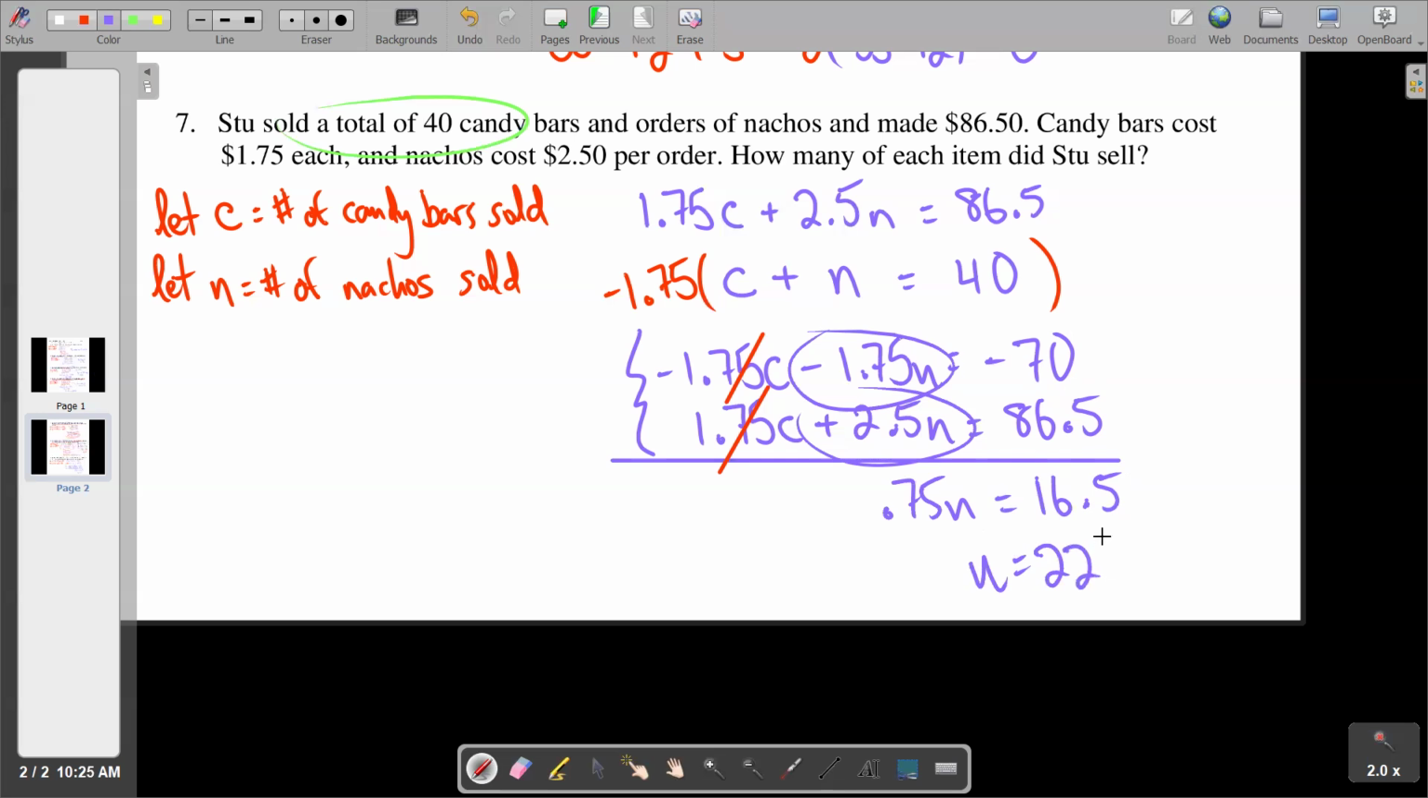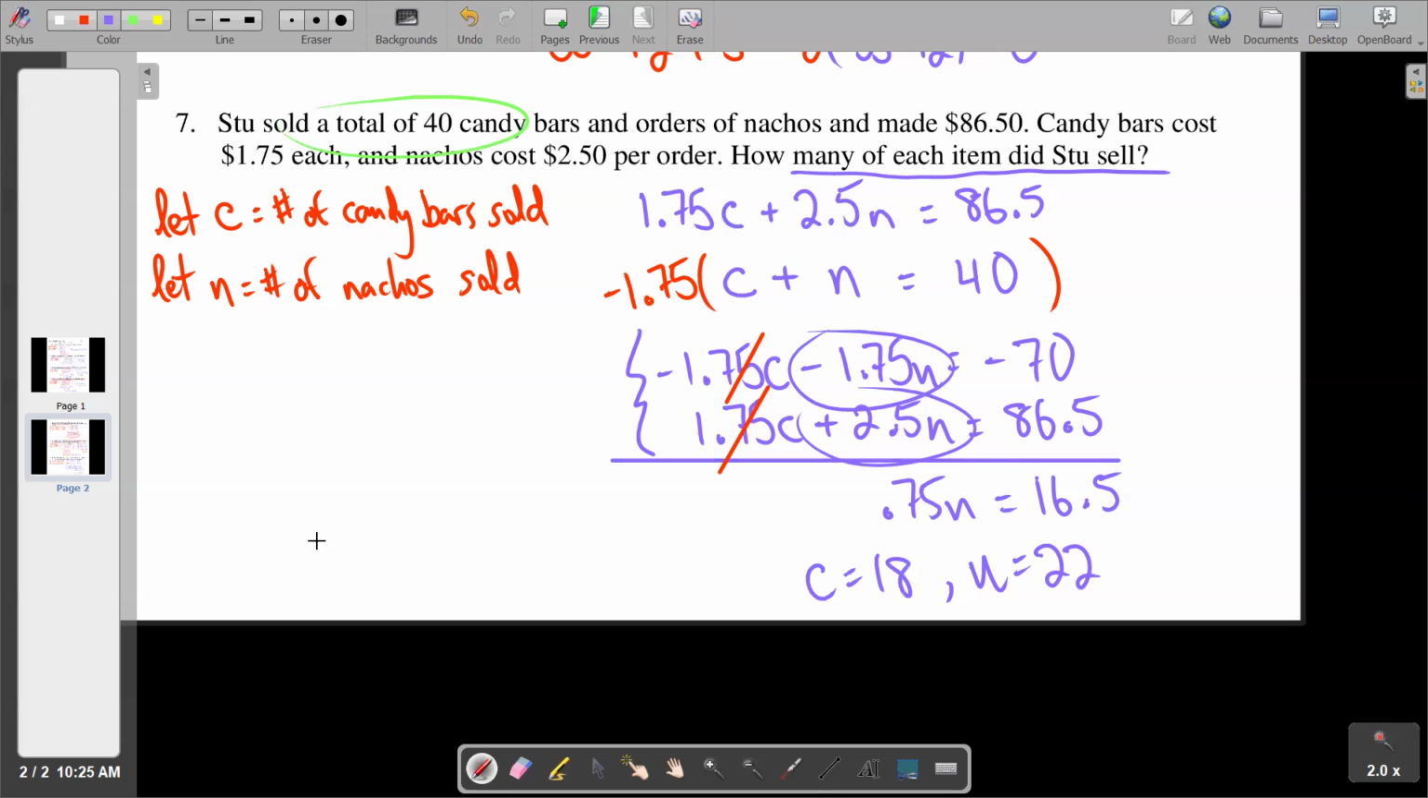In the context of this problem, what does that number represent? 22 nachos. Stu sold 22 orders of nachos. Correct. And then I would look at the problem, and if it happens to say how many orders of nachos did Stu sell, then I'd be done. But it doesn't. It says how many of each item did Stu sell. So I'll go find the other one. And how am I going to find the other one? Yeah, 40 minus 22. You already know that Stu sold 40 things, and based on the information we have, he just sells nachos and candy bars. So if he sold 40 total and 22 were this kind, the other 18 have to be the other kind. So he obviously sold 18 candy bars.